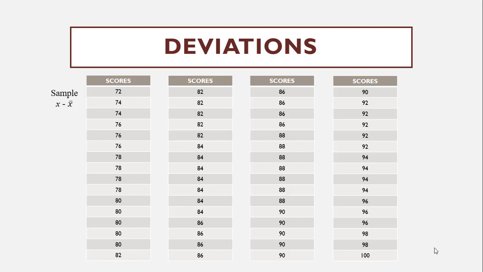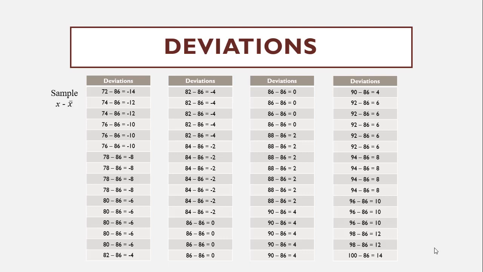So because we're working with a sample, we're going to indicate that x minus x bar is the formula for deviations. We've already indicated that x bar is 86. So if I take 72 minus 86, I get negative 14, and we saw that earlier. And then 74 minus 86, negative 12. 76 minus 86, negative 10. And then if I look at the other end of the distribution, 100 minus 86 is 14. 98 minus 86 is 12. 96 minus 86 is 10. So we can see that, again, it's symmetrical.